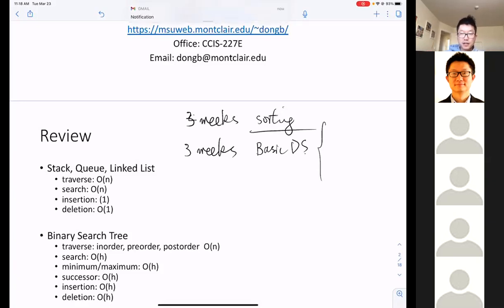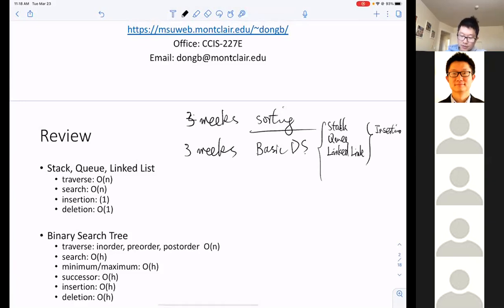Which are stack, queue, and the linked list. The first 3 of them are mainly used for insertion and deletion, because these 3 data structures are more efficient at insertion and deletion, as they provide O(1) complexity. After that, we learned a data structure named binary search tree.